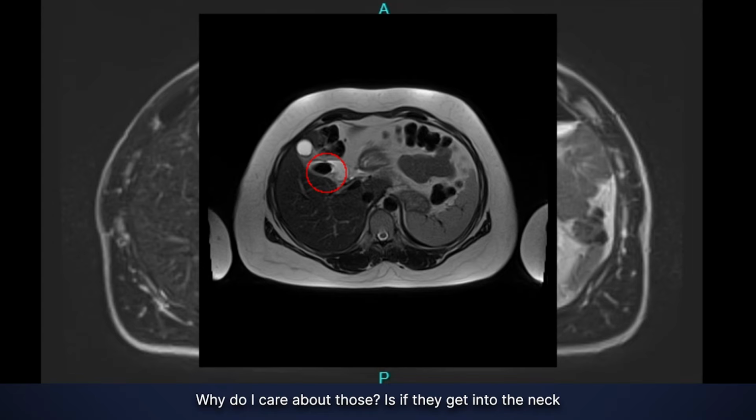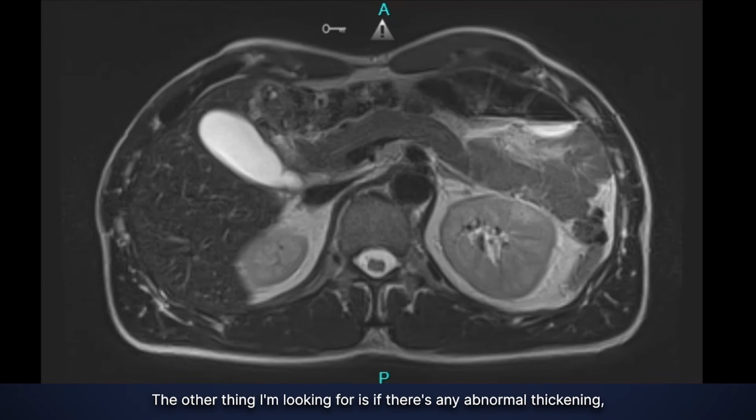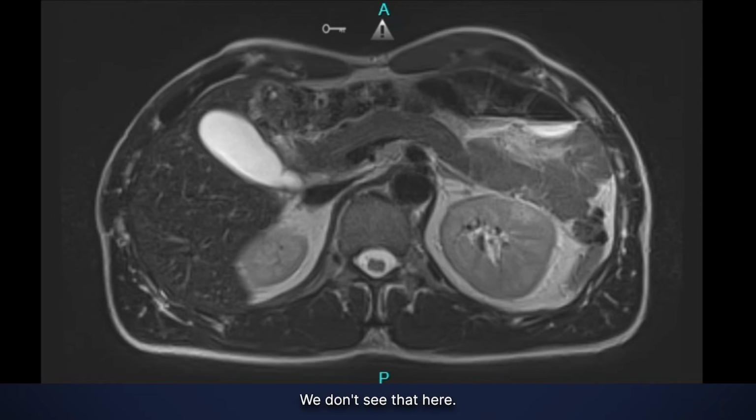If they get into the neck or into the bile ducts, they can cause obstruction, backup of bile, then it causes pain, inflammation, and a lot of discomfort. So what we usually end up doing in that case, if there was ever an obstruction, is they take your gallbladder out and then you feel better and you can keep living life happily. The other thing I'm looking for is if there's any abnormal thickening, particularly asymmetric, would be concerning for a gallbladder cancer. We don't see that here.